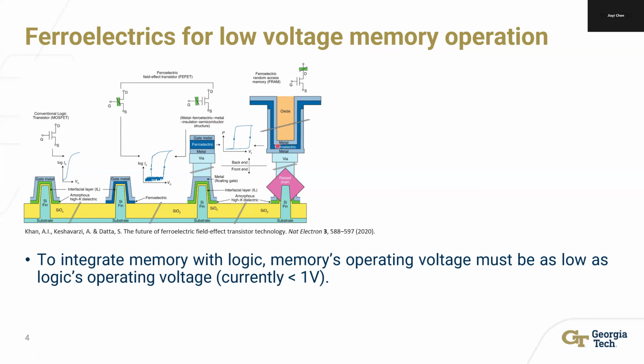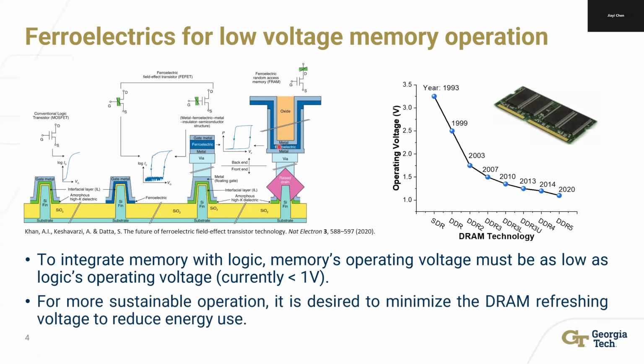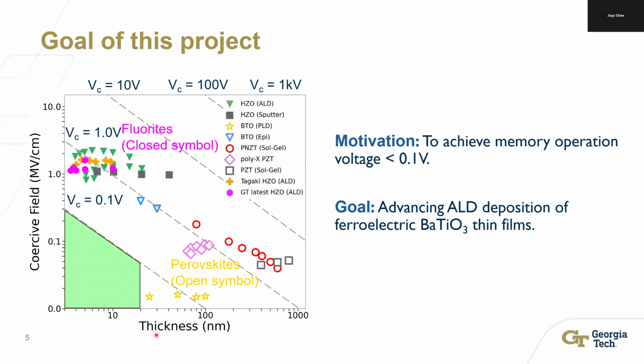Another purpose is that if we follow DRAM's decreasing operating voltage trend, we want to keep reducing the operating voltage when we make DRAM capacitors with ferroelectric materials, so that we have more sustainable operation, and we can minimize the DRAM refreshing voltage to reduce energy use. The goal for my very specific project is that I want to achieve memory operation voltage smaller than 0.1 volts.